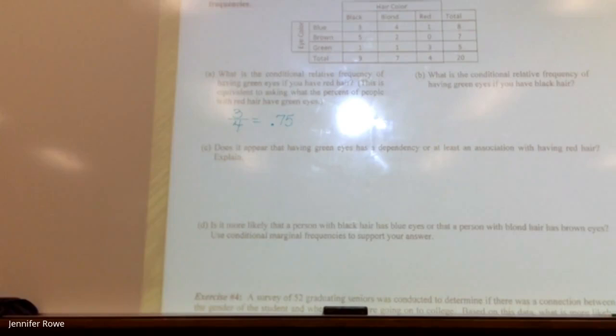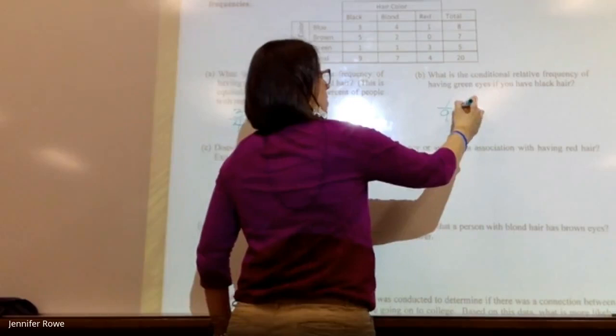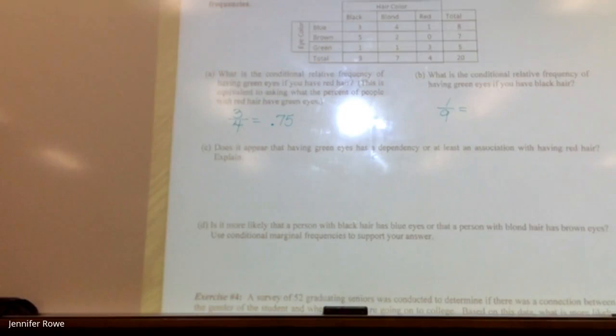What is the conditional relative frequency of having green eyes if you have black hair? Well, how many black hairs? Nine. And the green? One. What's that? I believe it's 0.11, but somebody double check me.